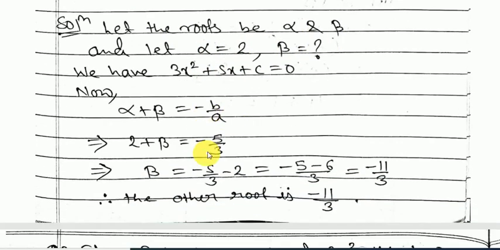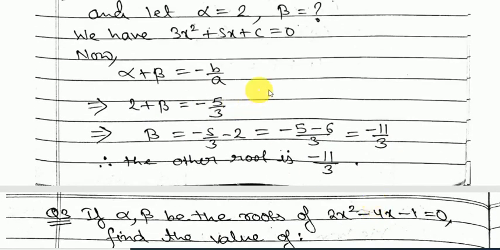Now I know the relation between these roots. I know if I add them, what I will get, and if I take the product, what I'm going to get. When I add those roots, the sum should be minus b upon a. So in place of alpha I can put 2, beta I don't know, so simply beta. b I know it's 5 and a I know it's 3. Now simplify it, you get the value of beta. So you got the other root.